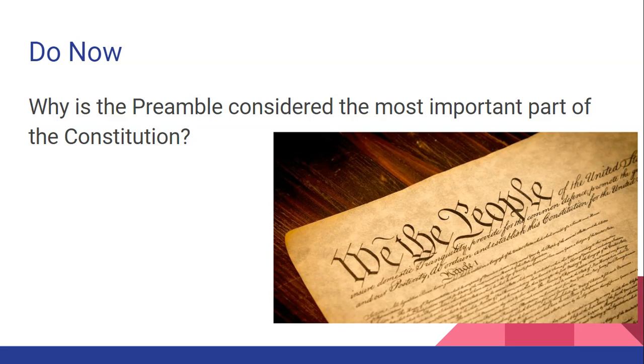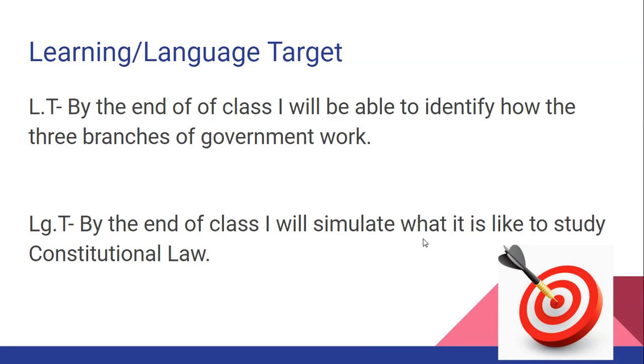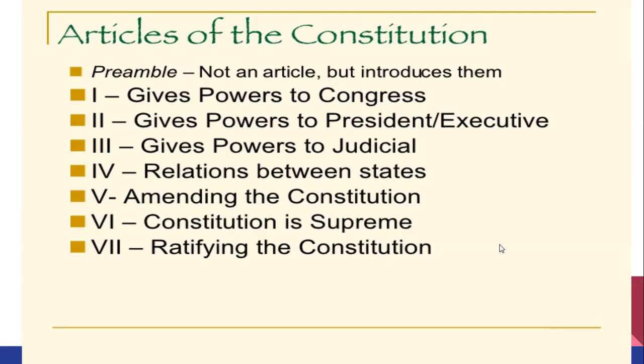And that was one of the most important things that James Madison really wanted, that this document was going to be for the people, not just for a select few. Your objective for today is that by the end of class, you'll be able to identify how the three branches of the government work. Also, by the end of class, you will simulate what it is like to study for constitutional law. You're probably thinking, what is constitutional law? Well, let's get into it.